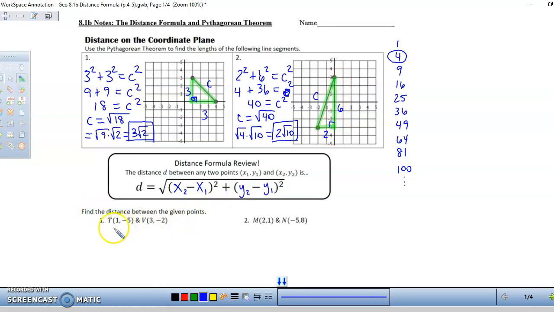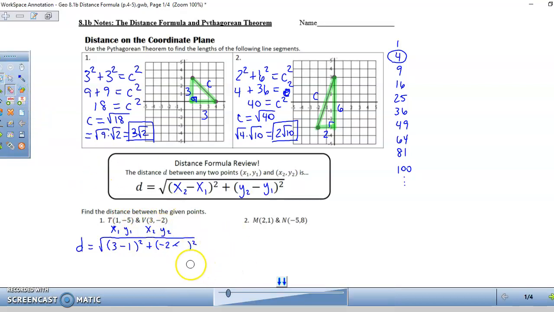Okay, so let's try one here using the formula instead of straight Pythagorean theorem. So this is x1, y1, this is x2, y2. So the distance between the points, I like to set up my skeleton, is what I like to call it. The skeleton of the formula looks like what was written here in black. And then I'm going to plug in my values. So x2, so 3 minus 1, and then y2 is negative 2 minus, and then be careful, you're subtracting a negative 5.